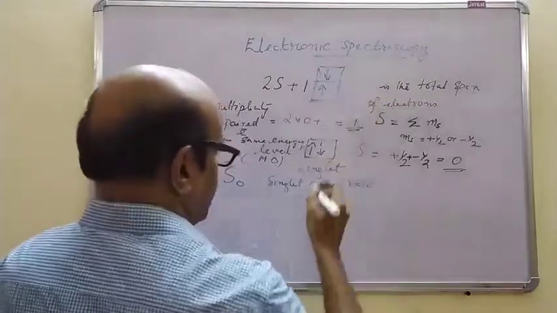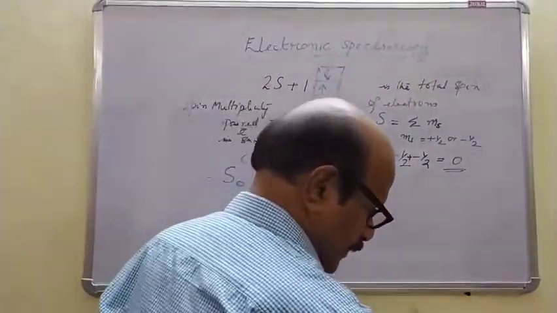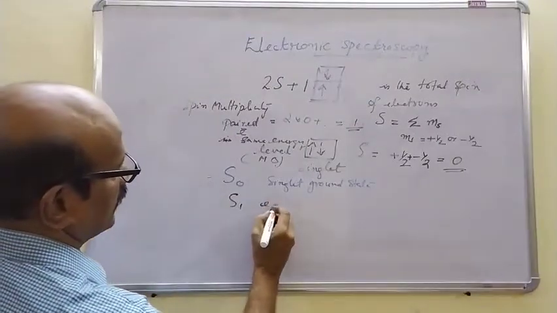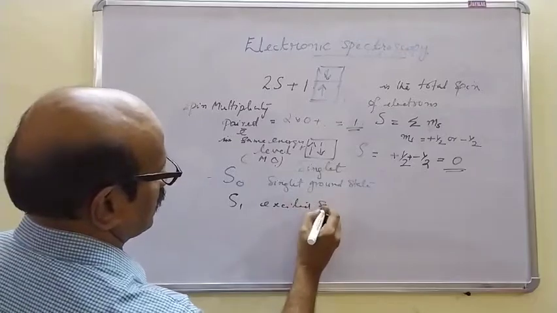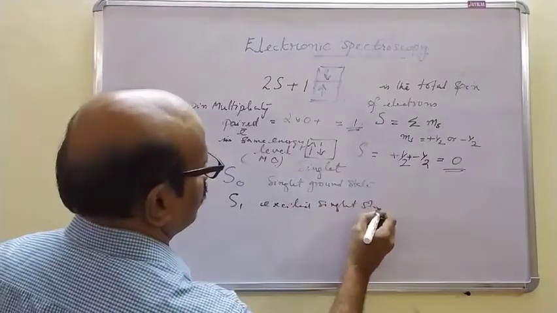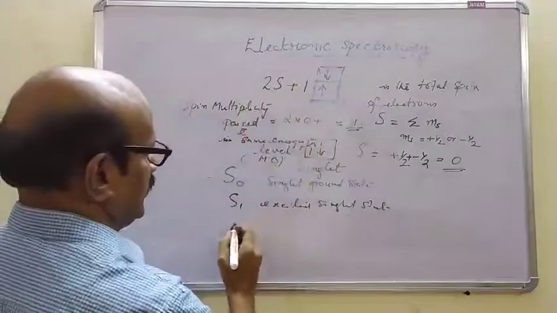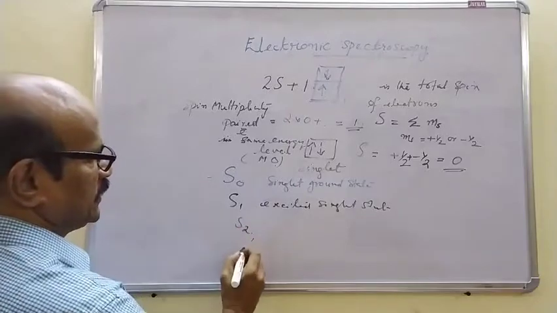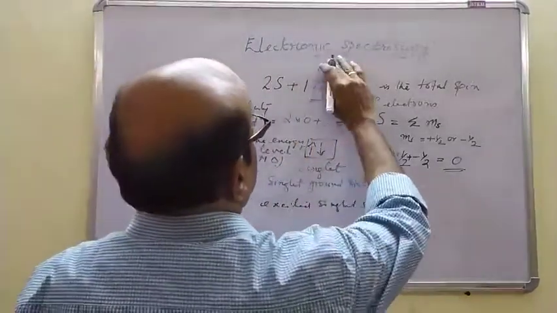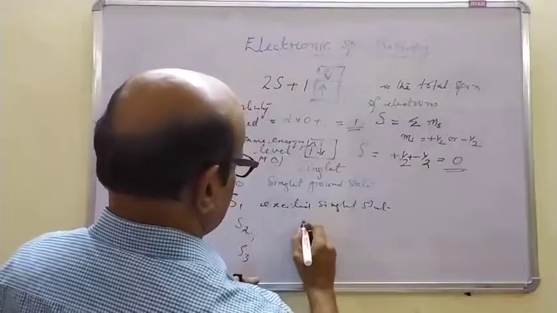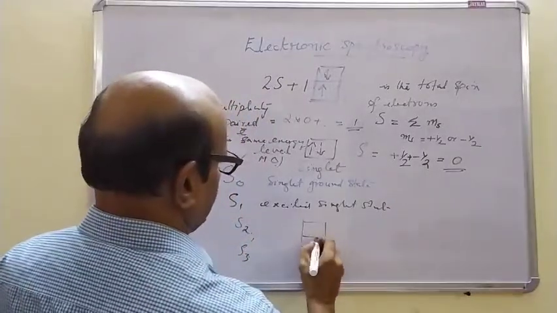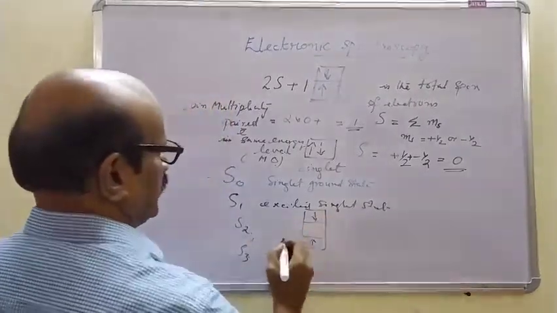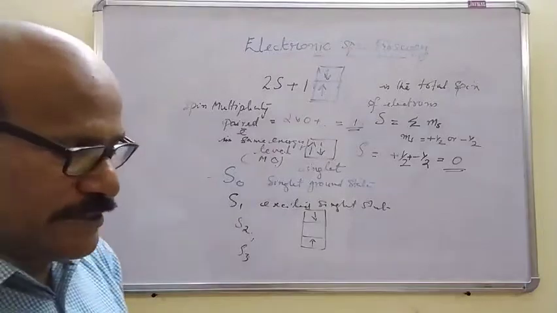It is called an excited singlet state. The situation is known as the excited singlet state, S1. Similarly, the molecule may have other excited singlet states, S2, S3, etc. That may be like this. The excited S2 state may be like this. This is the S2 state.